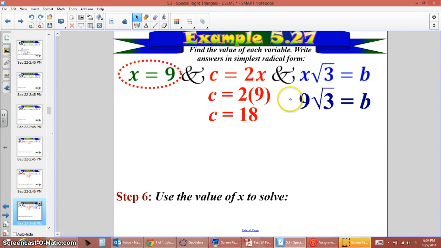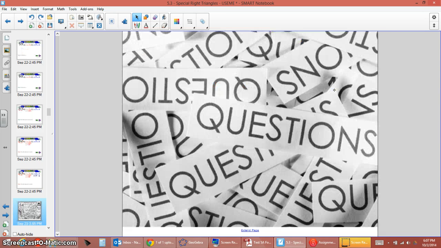This is the easiest one. When I give you the shortest side, you just double it and then tack a root 3 on the back and you're done.